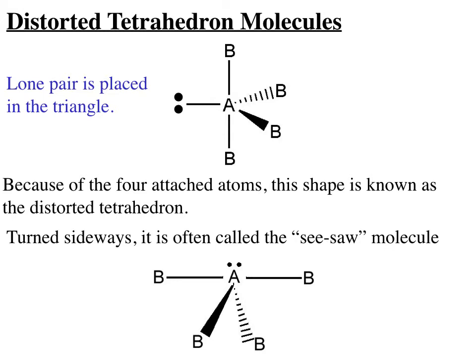If I turn my distorted tetrahedral molecule sideways and put the incoming and outgoing B's at the bottom, they create like a balancing fulcrum point where I have the A sitting right on top of them, and I have 2 B's out from them, as if this is a seesaw. So sometimes, instead of being called a distorted tetrahedron, this molecule is referred to as being a seesaw molecule.